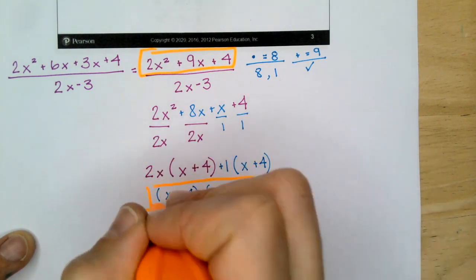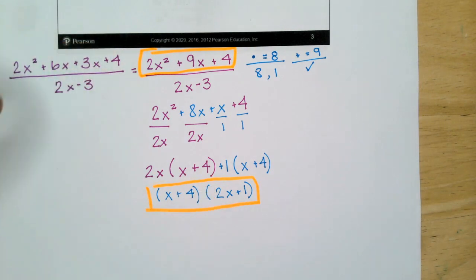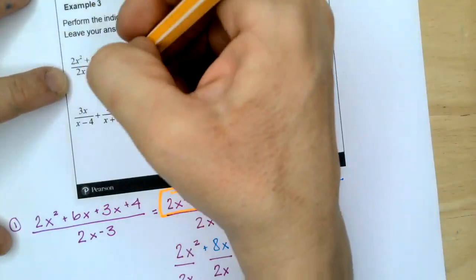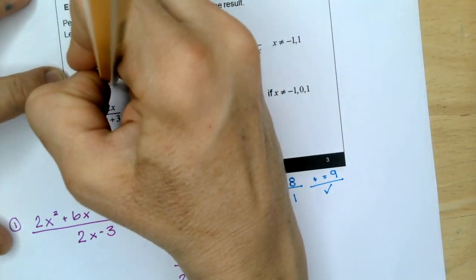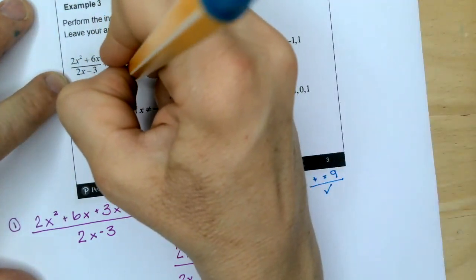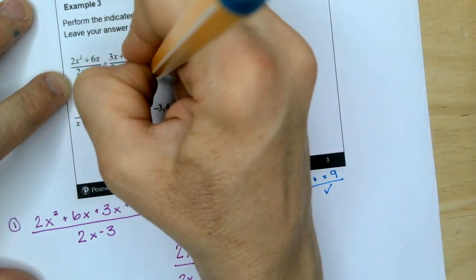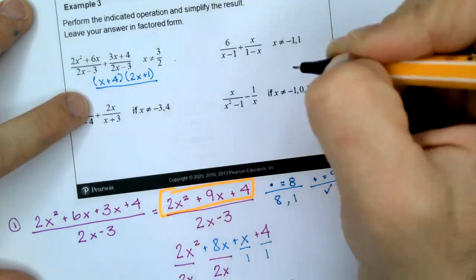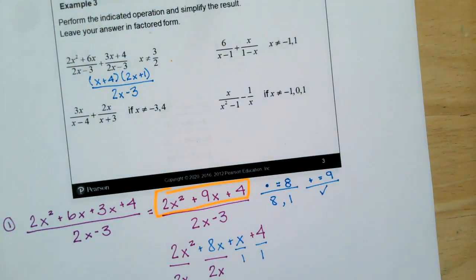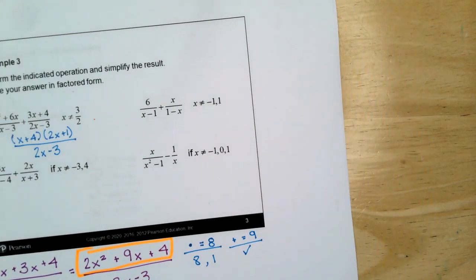So this is the factored form of this. So as our final answer, it's x plus 4 times 2x plus 1 divided by 2x minus 3. There wasn't anything I could divide out, but you do need to leave it in factored form so that you can check that you can't factor anything out.